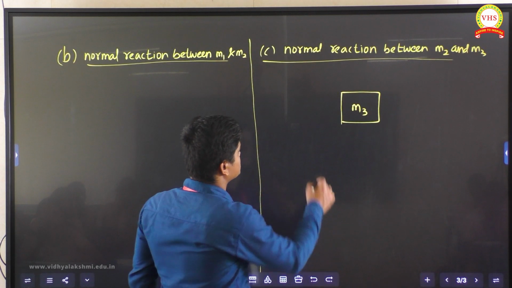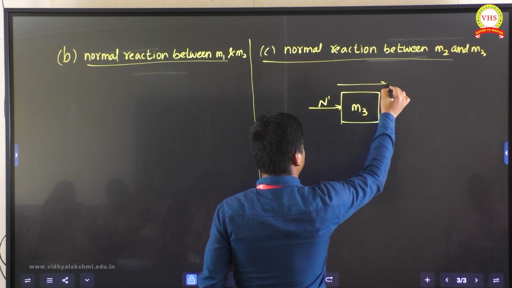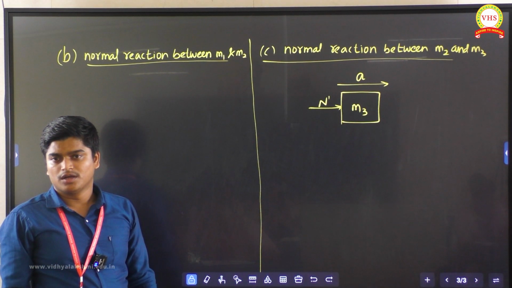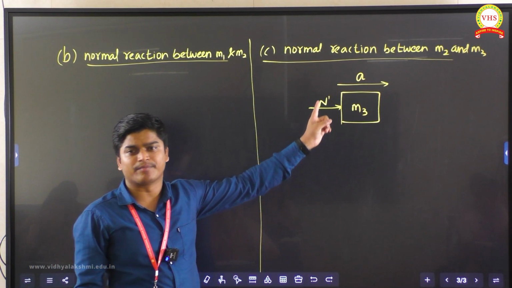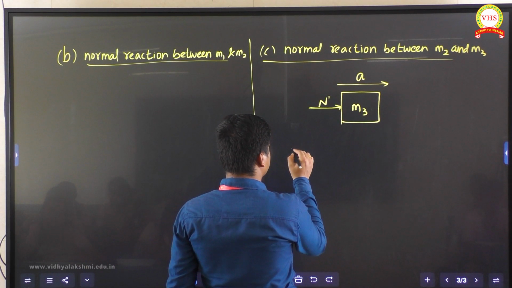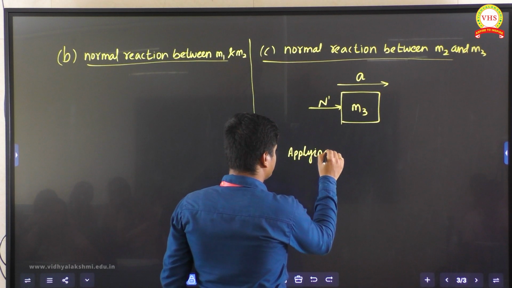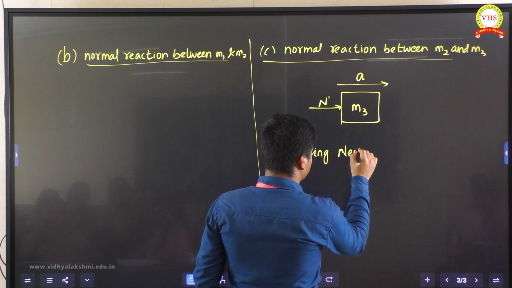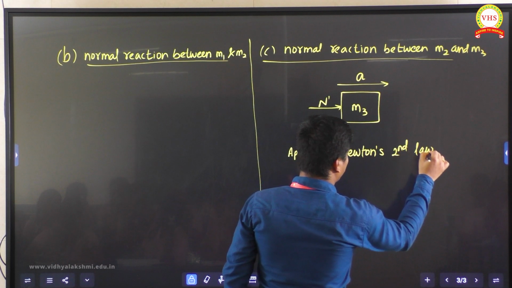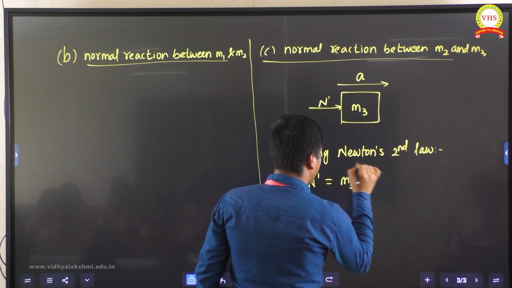So that means your m3 is getting only one force here. What is the one force? N prime. And here acceleration how much? A. Yes or no? Now total force acting N prime, acceleration A, mass is given. Then you will apply Newton's second law. What can I write? Tell. N prime equal to m3 into A.